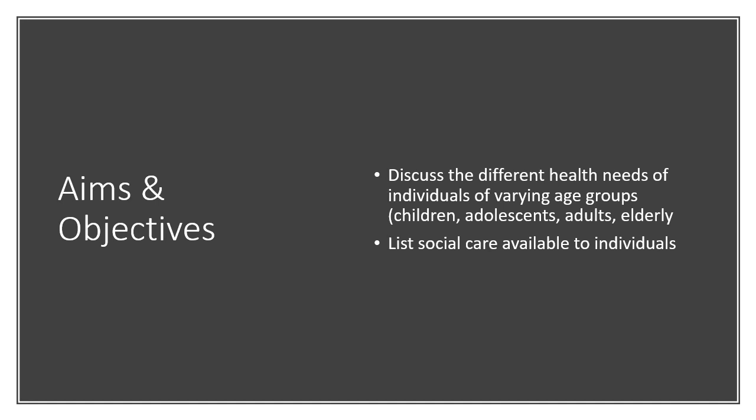So to finish up the session, I want to just look over the aims and objectives that we started with. Once you've finished this session and answered the questions, you will see that we've discussed the different health needs of individuals of varying age groups. So you've looked at children, adolescents, adults and the elderly. And you've also listed social care available to each of those individuals.